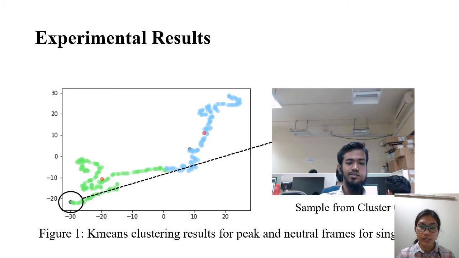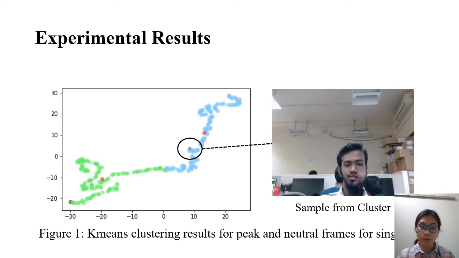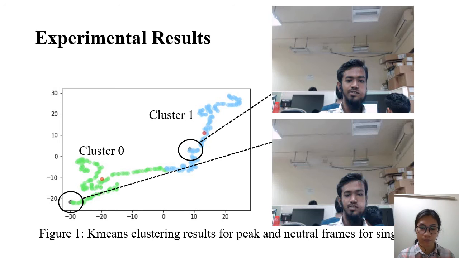This is the visualization of the samples in cluster 0. This is for samples in cluster 1. Normally in the beginning of the class, students are enthusiastic about the lectures and show their interest. However, as the lectures continue, they feel bored and their affective state towards the lectures changes.